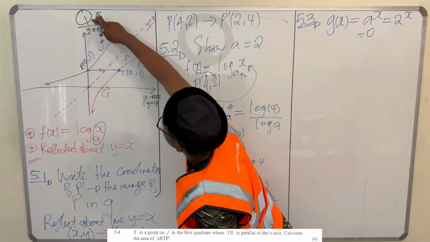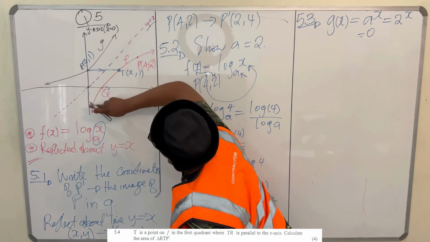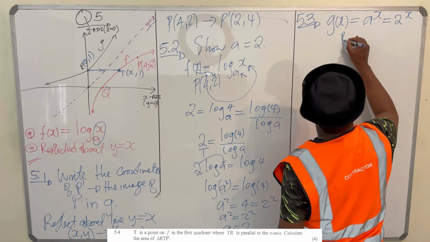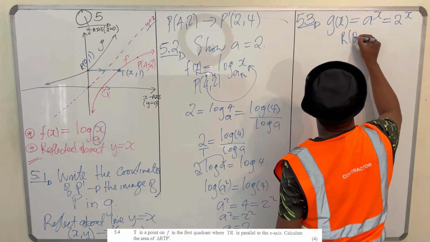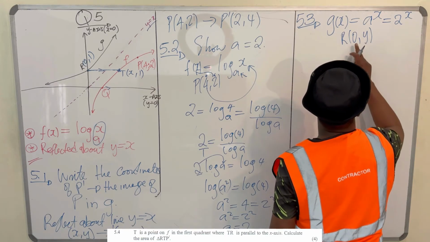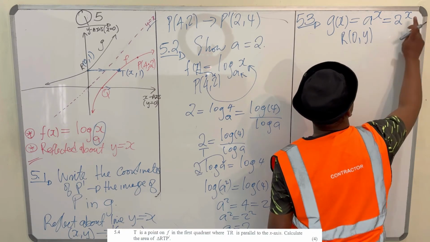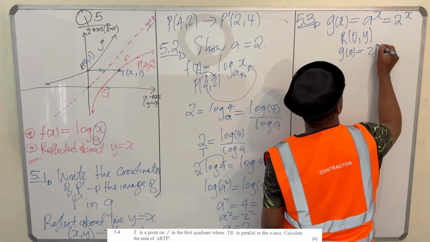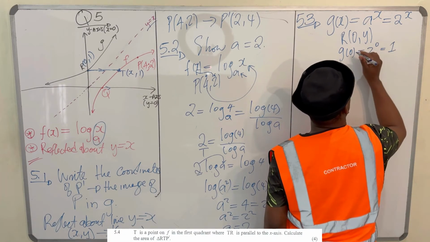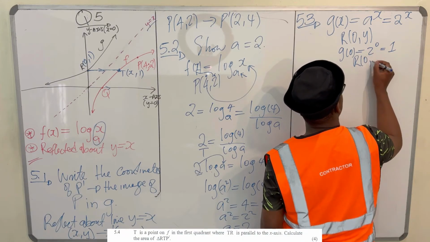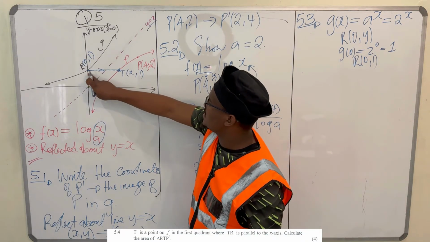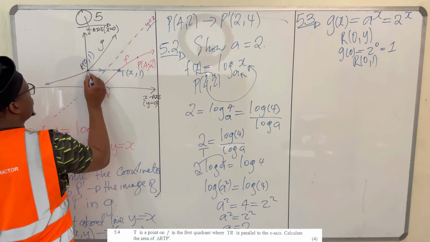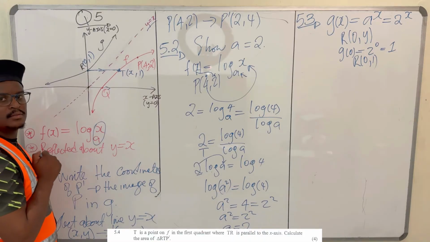At point R, x is 0, because along that line x is 0. So the coordinates of R will look like 0 and y. You substitute your x there to find your y. So g at 0 is equal to 2 raised to 0, which is equal to 1. So the coordinates of R are 0 and 1.